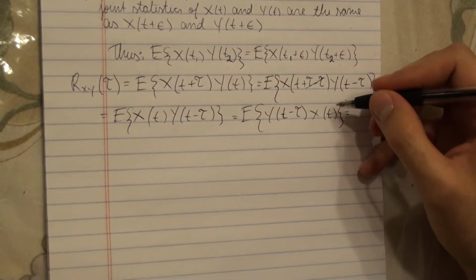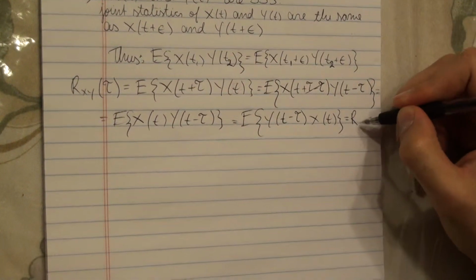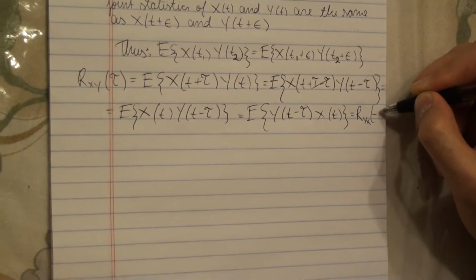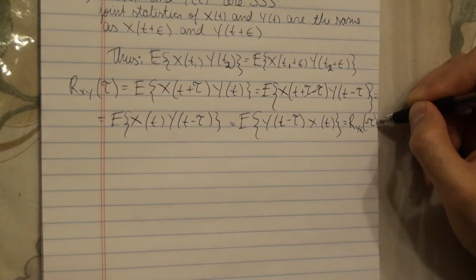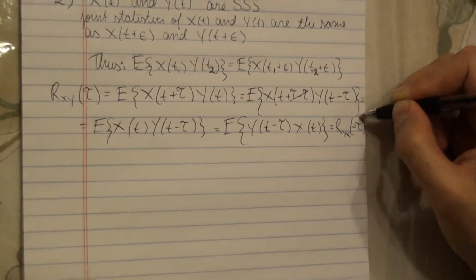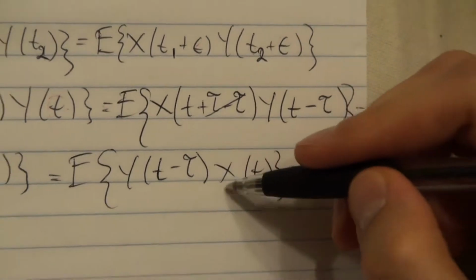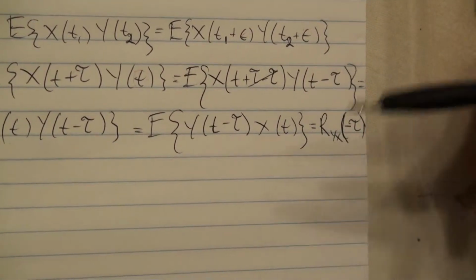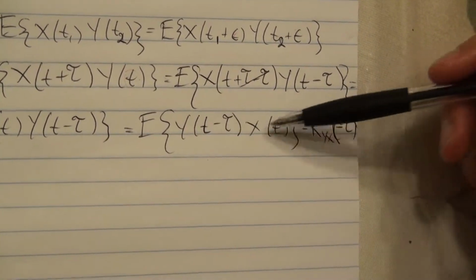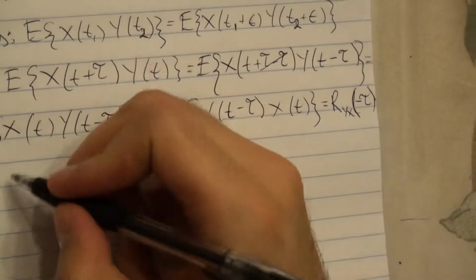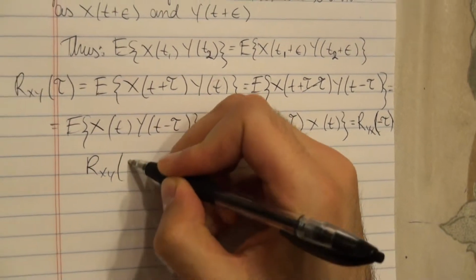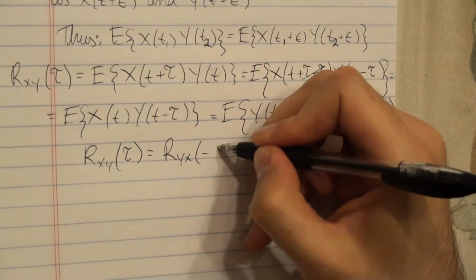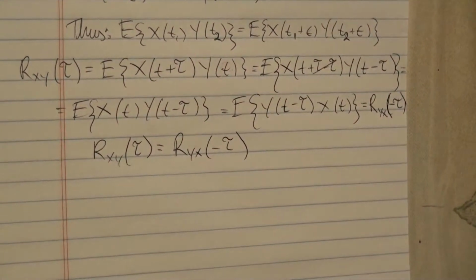But this is equal to the autocorrelation of yx of minus tau. I just switched the y and the x, but again, because it's strict sense stationary, it's also wide sense stationary, so it's only a function of the difference. So therefore we have shown that r of xy of tau is equal to r of yx of minus tau. And that completes the problem.